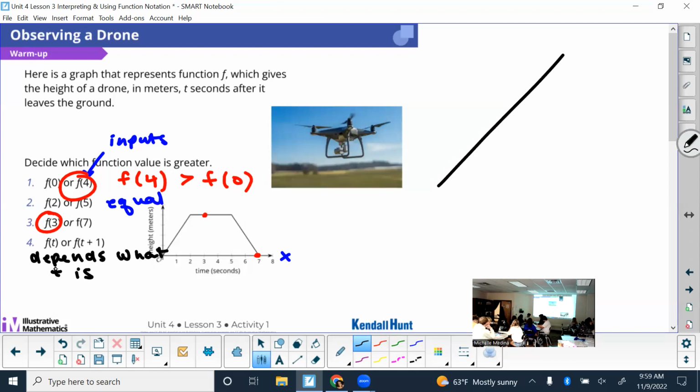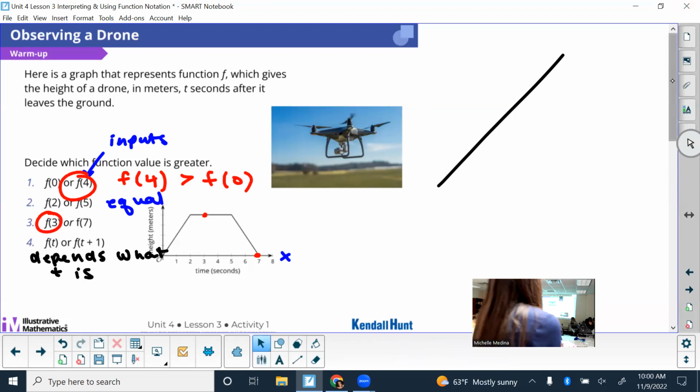It could be greater than, less than, or equal to. It just depends, because if we pick two pieces that are on the plateau, then it might be the same. Does that make sense? All right, but good job. You got the general gist of it. That last one was a hard one. All right, moving on.